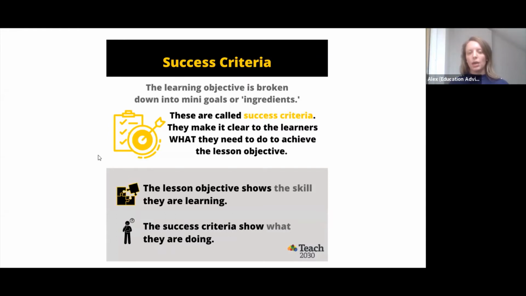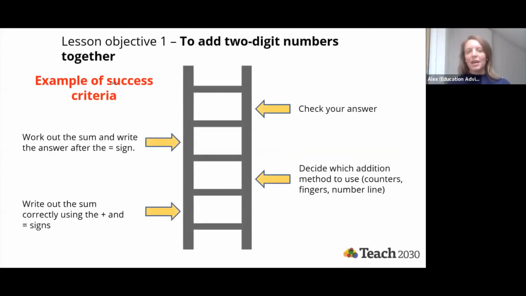So saying that they are going to gain a skill is one thing. The lesson objective is the skill they are learning, but the success criteria is how do they achieve that skill? What are the steps to get there in order to achieve that lesson objective? So I was talking a lot about English. Now we're going to talk a little bit about maths. So let's have a little look. To add two digits together.